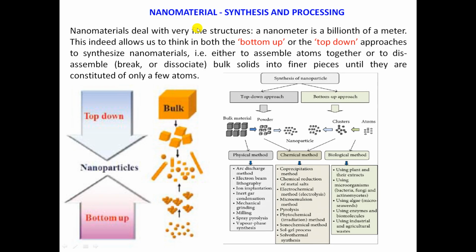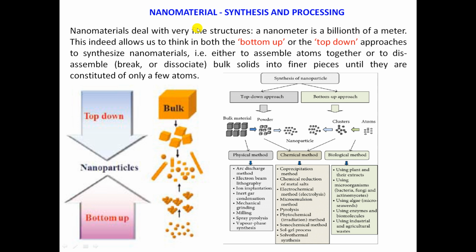Hello friends, now we are going to discuss nanomaterial synthesis and processes. A large number of techniques are available for the synthesis of nanomaterials in different forms like colloidals, clusters, powders, tubes, wires, and thin films. The nanoparticles are synthesized either by using the top-down approach or by using the bottom-up approach.